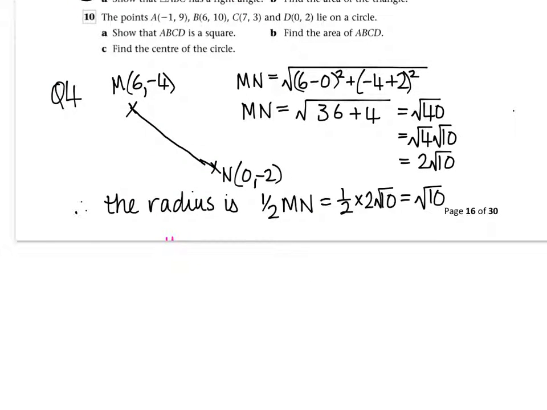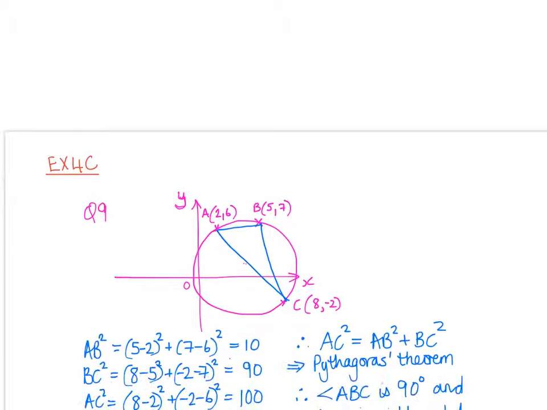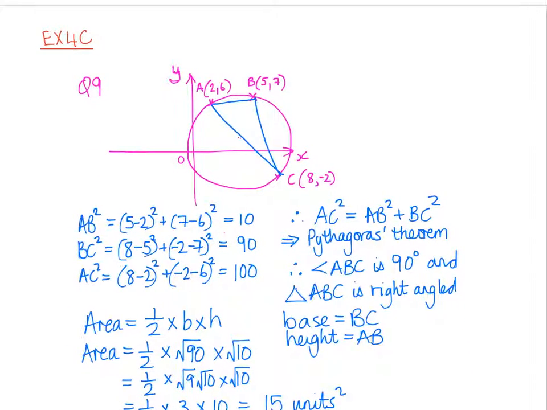Welcome back. Here's question 4, and you're asked to find out the radius. So that's based on the first example, and we just half that, so that's root 10. Just make sure that you can't simplify that any further. We then look at question 9, same sort of thing.